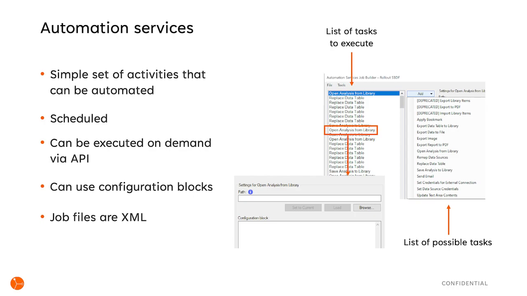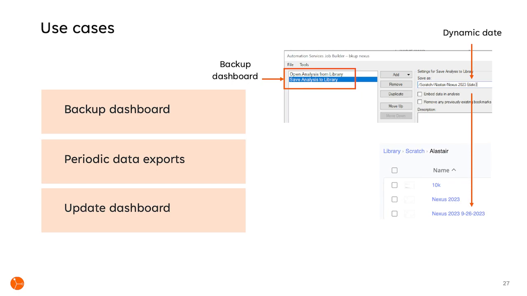The nice thing as well, these files are XML, so you can edit them manually, or you can programmatically create them. You can schedule these automation services jobs to run, and you can also call them via an API, which is super useful. So here's one for doing a backup. You can put in dynamic dates as well. So it's a very simple one. Opens a dashboard, saves a dashboard, but it puts today's date in. So wherever that runs, we just get a new dashboard created with a date in it.